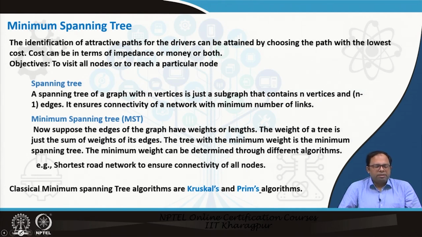Now, a minimum spanning tree, which is MST, and here what we do is we consider weights of each of these particular links. So we suppose edges of the graphs have weights or lengths, and the weight of a tree is just the sum of the weights of its edges, and the tree with the minimum weight is the minimum spanning tree. So there could be many spanning trees connecting all the nodes in a particular graph, but there would be a minimum spanning tree where the cost is least.